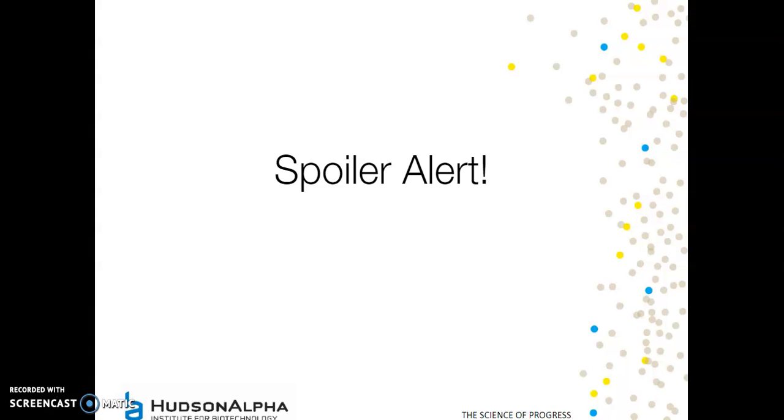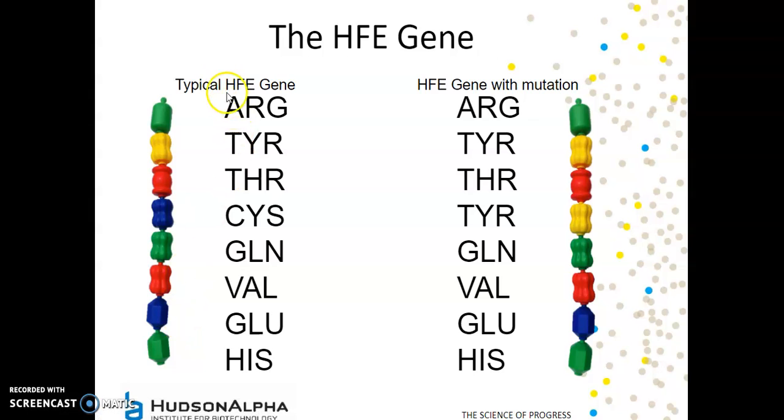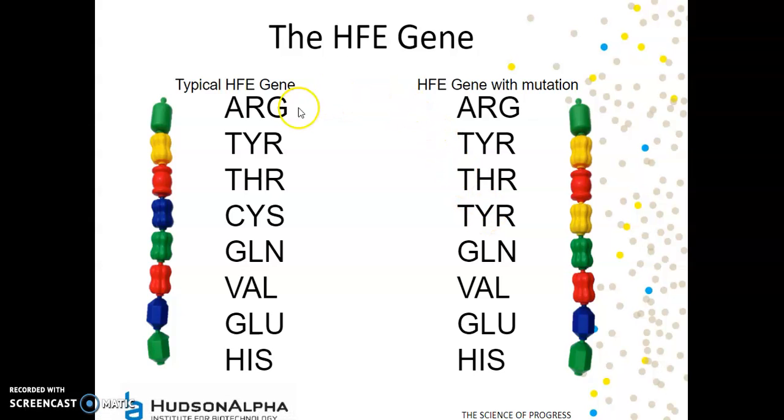Okay, so here's going to be the results. Spoiler alert, here's what our results are going to be. If Jack or Jill has this particular set of beads, exactly like this right here, then they have the typical HFE gene, which is normal and would not carry hemochromatosis. But if they happen to have the HFE gene that looks like this, then they would carry the trait for hemochromatosis. So as you can see, there's just a slight difference.